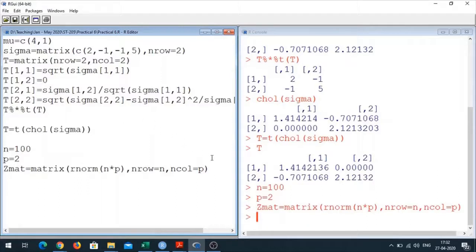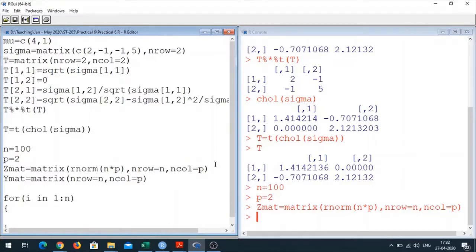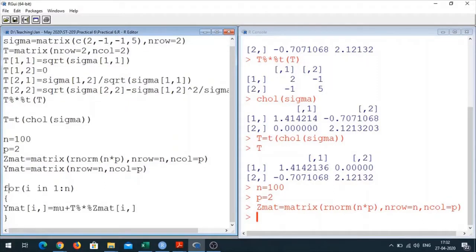Now from each row of this Z, I need to compute Y. So let me define Ymat as again a matrix of the same order, nrow equal to n and ncol equal to p, and for i in 1 to n, for each row I have to do Ymat i, that is the ith row of Y, would be mu plus T times the ith row of Z. Okay, let us try to run this and see if we get the correct answer.